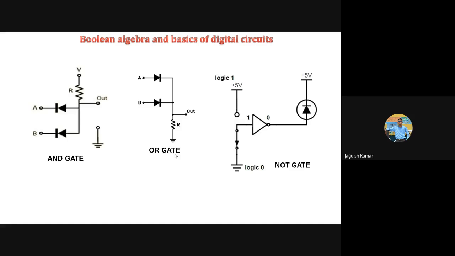Now try to see this circuit, a NOT gate using diodes. Try to see this circuit as the operation of a NOT gate.